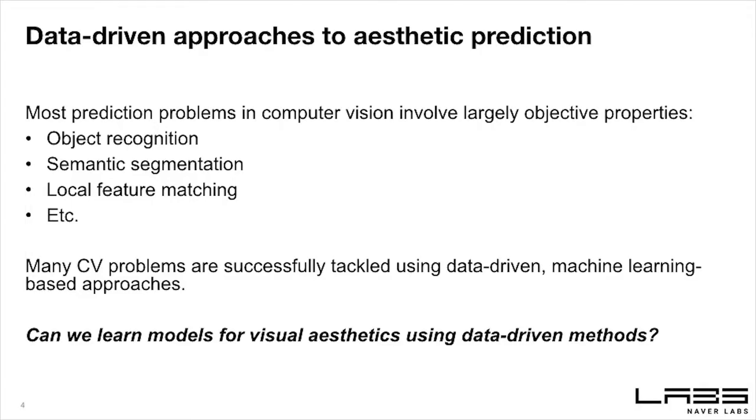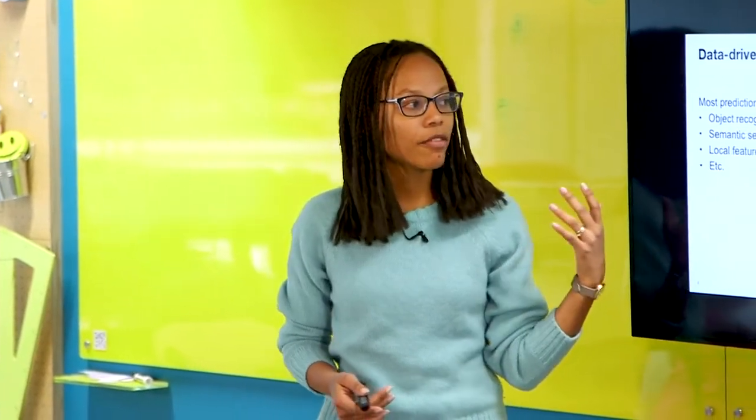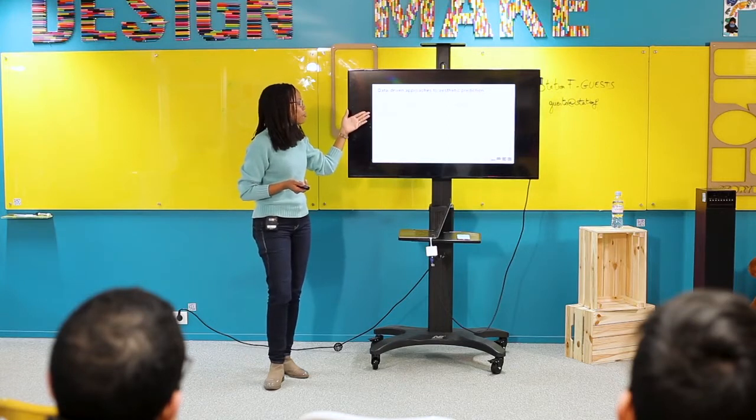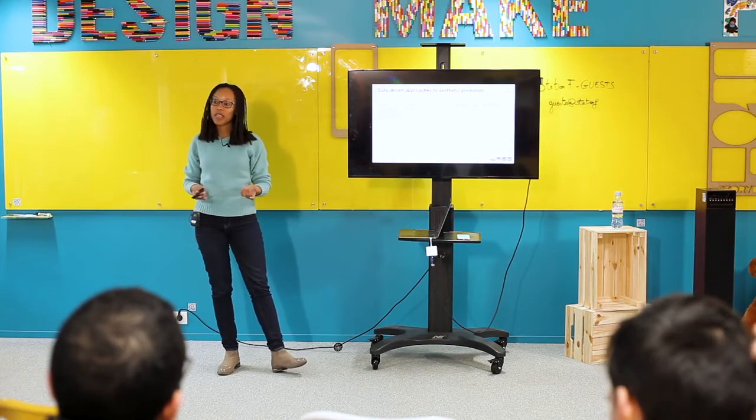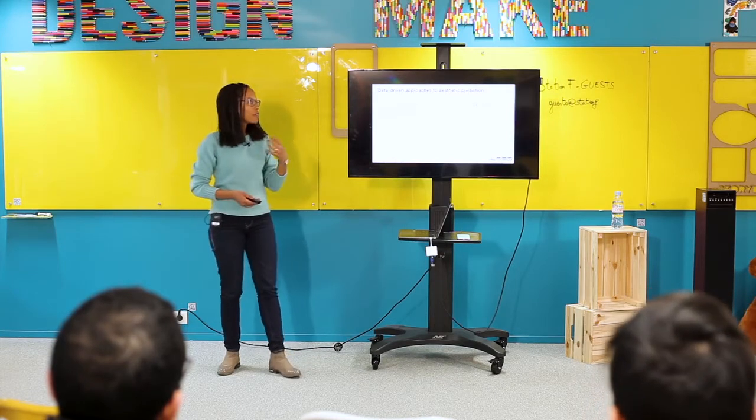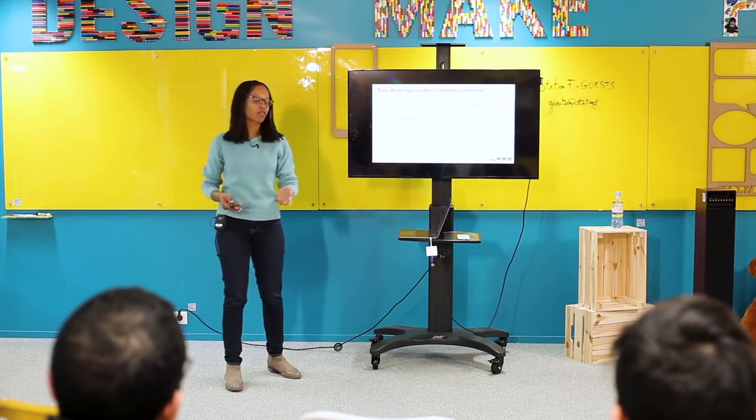So now I'll jump into the topic of the talk, which, as I said, is about data-driven approaches to aesthetics prediction. This is a computer vision problem, but it's not a very typical one. Why? Because in computer vision, most prediction problems that we tackle involve fairly objective properties. For example, for a task of object recognition, being able to say I have an image, what kind of object's in the image, is it a person, is it a chair? This is pretty objective. Most people would agree that that's a dog, right?